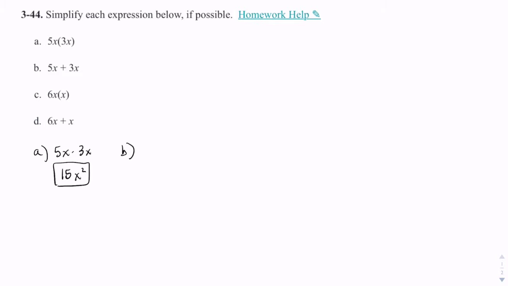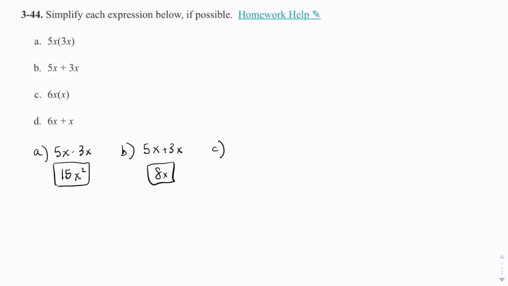For B, I have 5x plus 3x. They are like terms. They both have the same variable raised to the same power, which is 1, right? So I have 5 x's and 3 x's. That's 8 x's. Just like if I had 5 apples and 3 apples, I'd have 8 apples.